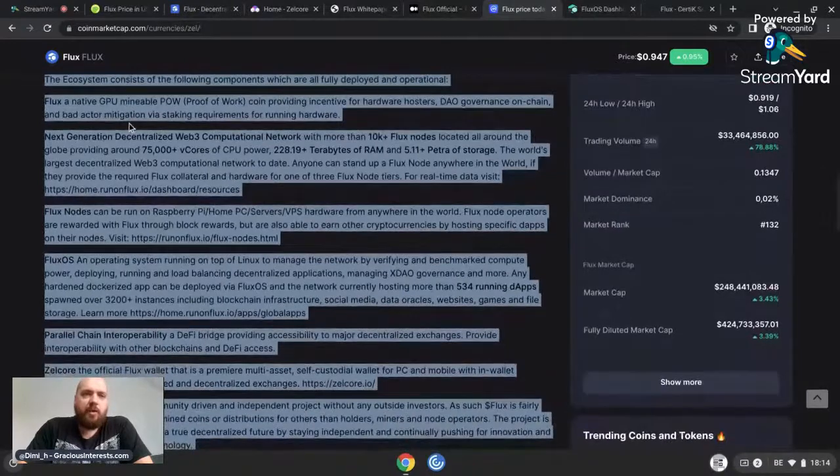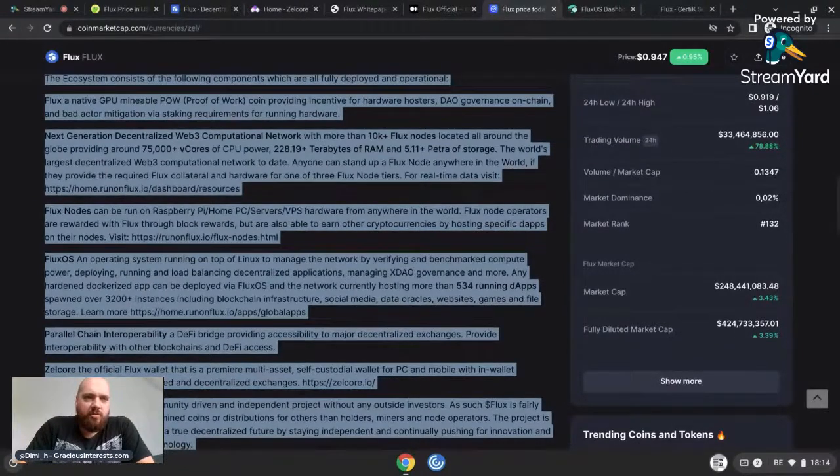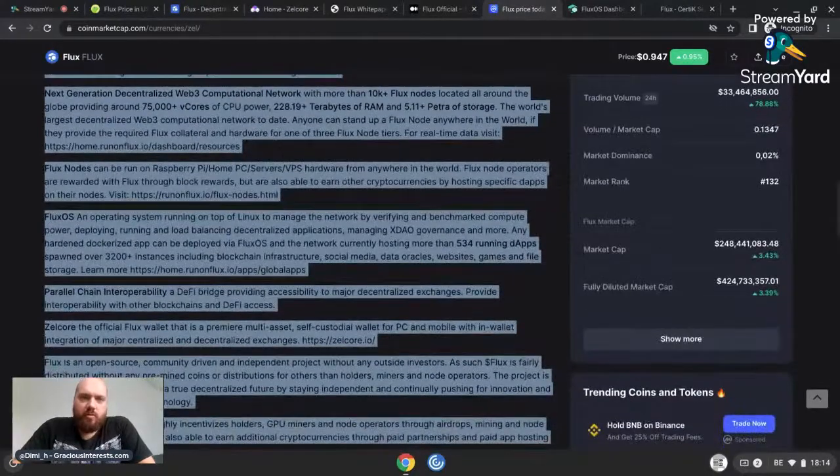Flux, a native GPU mineable PoW, or proof of work coin, providing incentive for hardware hosters, decentralized organization or DAO governance on chain, and bad actor mitigation via staking requirements for running hardware. Next generation decentralized Web3 computational network with more than 10,000 Flux nodes located all around the globe, providing around 75,000 plus vCores of CPU power, 228.19 plus terabytes of RAM, and 5.11 petabytes of storage.